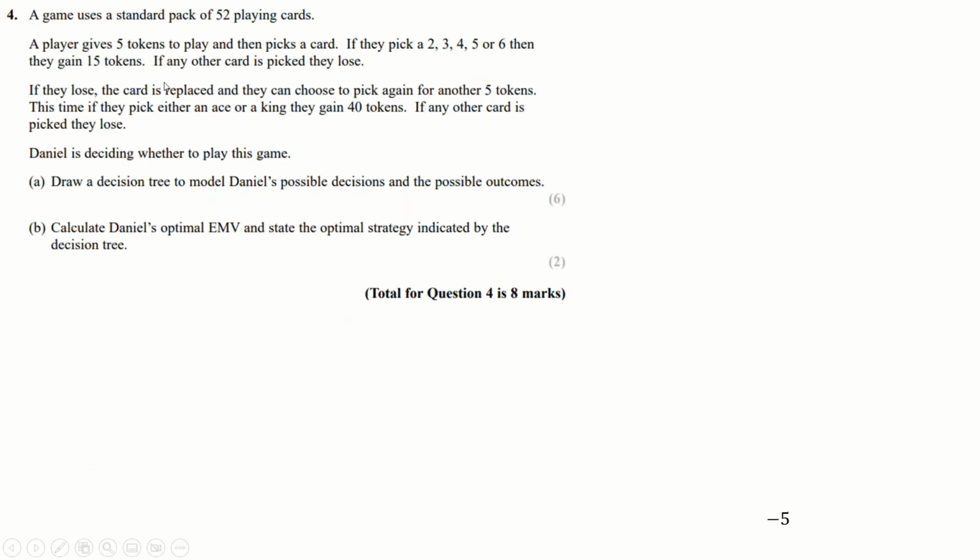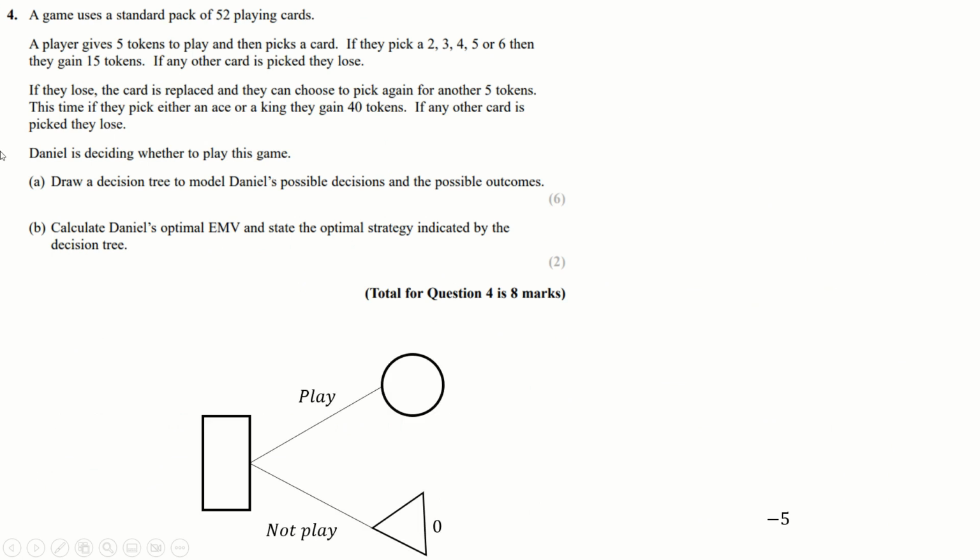Question 4 then is about cards. It's the decision tree question. So we start with a rectangle, and we have a choice here, so that's what the rectangle says. We can either play, in which case something will happen, or we can not play, in which case we get a payout of 0, because if you don't play, nothing happens. This -5 should turn up a bit later, but it's apparently just sitting there chilling, which is fine, I guess. Not annoyed about that at all.